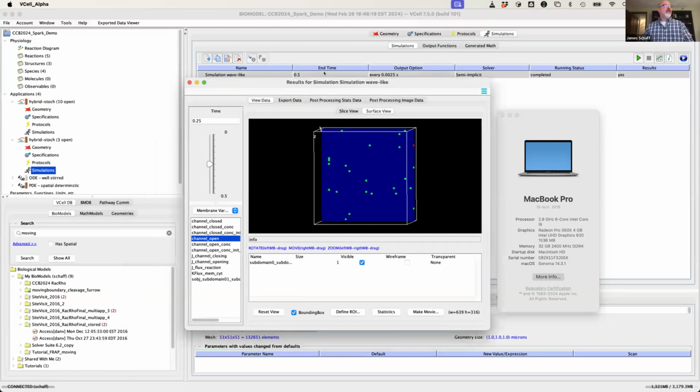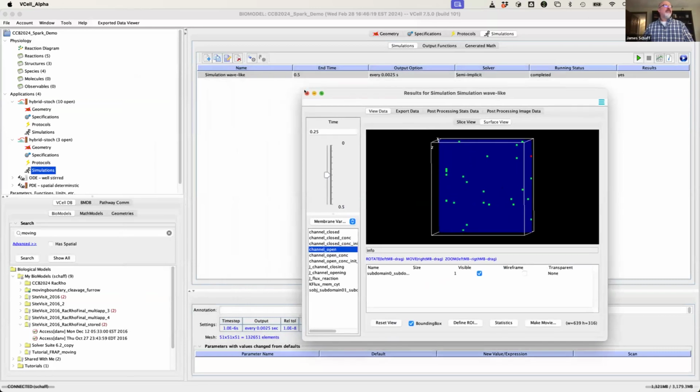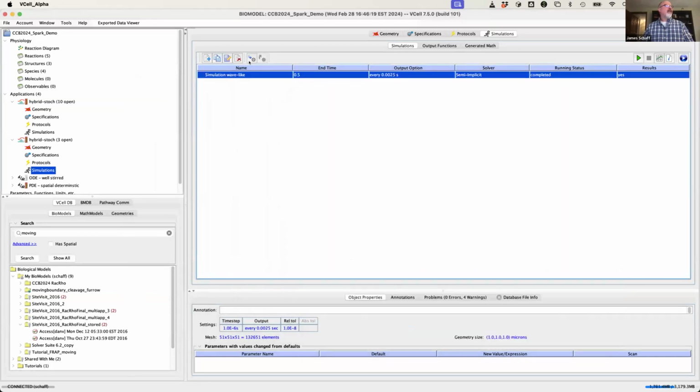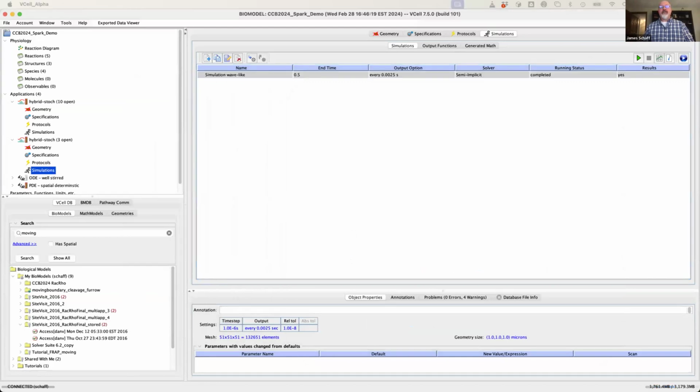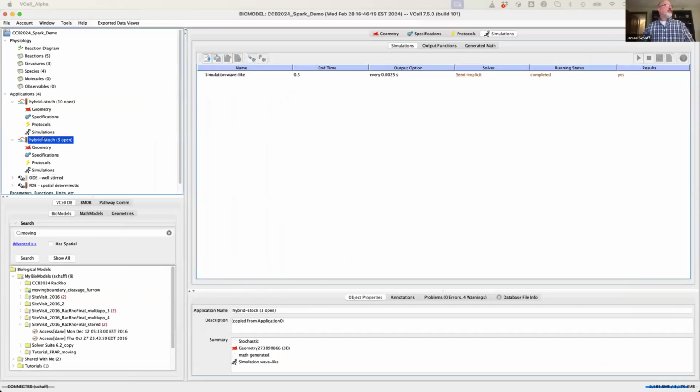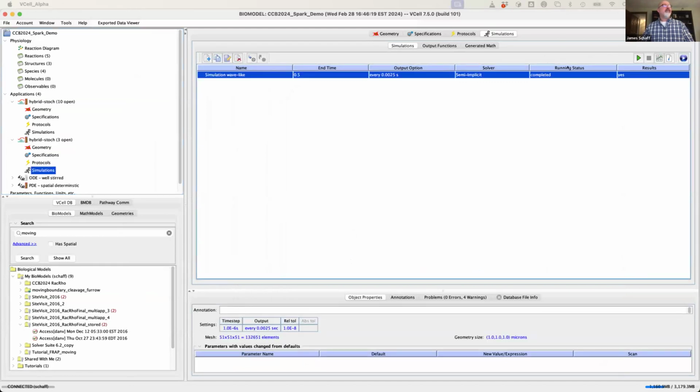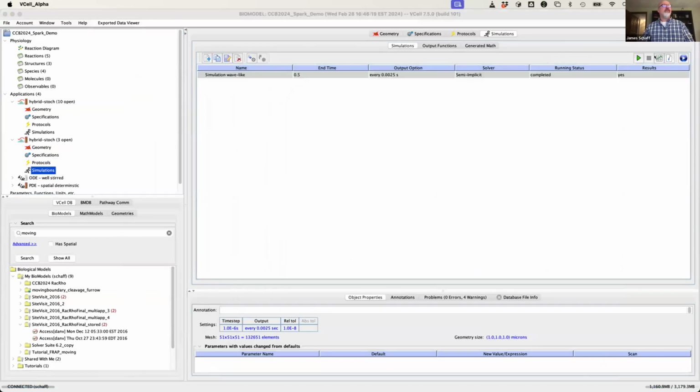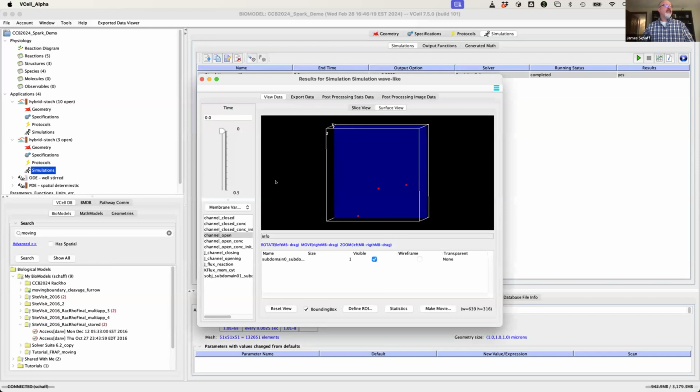So let me close that for now. So let's start out by dragging it up. Here we start with 3 open channels. I ran this earlier, but it doesn't take super long to run. It takes maybe a minute or 2. And let's just start at time 0.